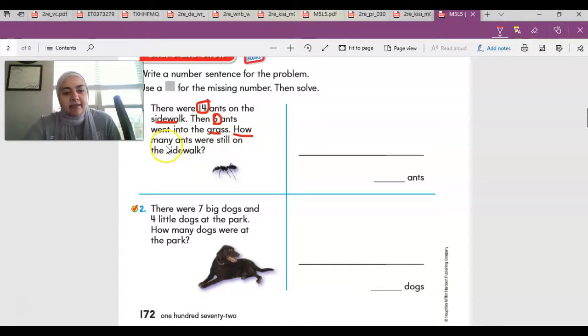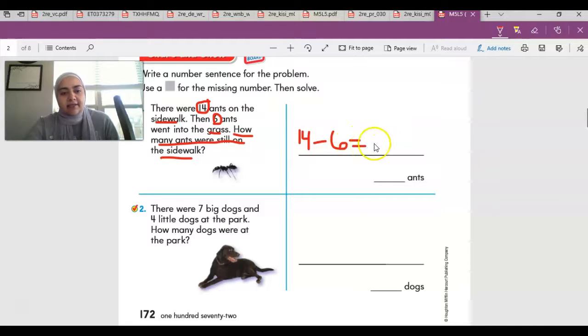How many ants were still on the sidewalk? There were 14 ants on the sidewalk. 6 went into the grass. So there's 14 and then 6 went into the grass. That means they went away. Some went away means subtract.